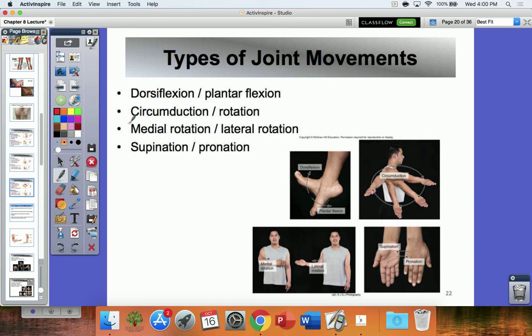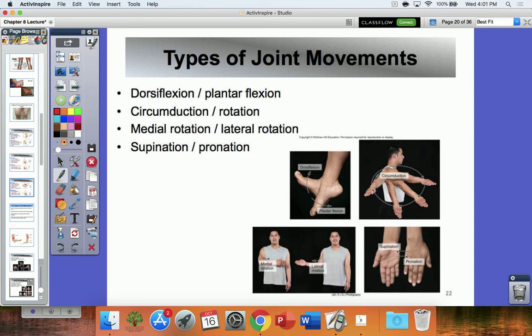Circumduction and rotation, these two are oftentimes confused with each other. Circumduction is if, and you could do this with your arm, you could do this with your leg, you could do this with your head. When I hear circumduction, I think of circumference. And when you think of circumference, that's the area of a circle. I think that's the definition. I'm not really a math teacher, but I know it has something to do with the circle. But circumduction is when we're moving a limb in a circle. So if you were to take your arm right now, stretch it straight out, and you were to move it in a circle, that's going to be circumduction.